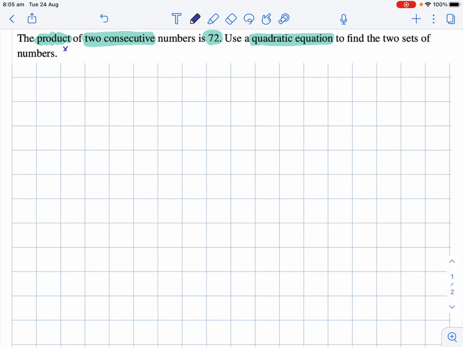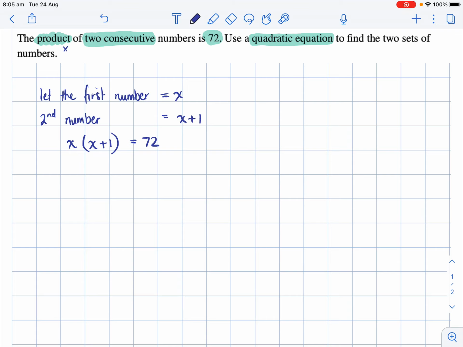All right, so let's set this up, the product. So I multiply two numbers together. So let the first number equal x. Then the second number, now if they're consecutive, that means one number comes after the other. So the second number would equal x plus 1. And we know the product of these two numbers is equal to 72.